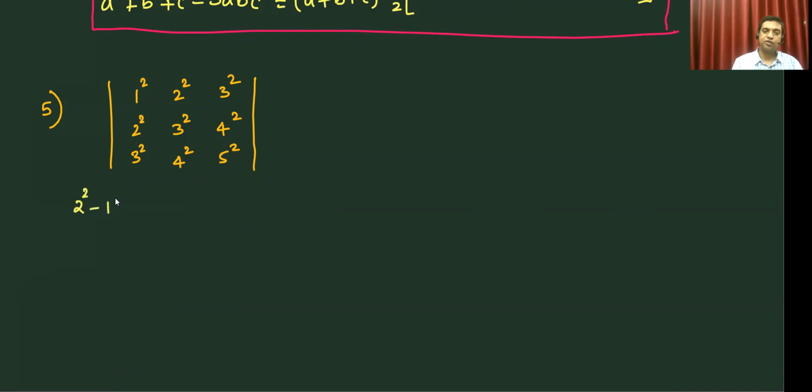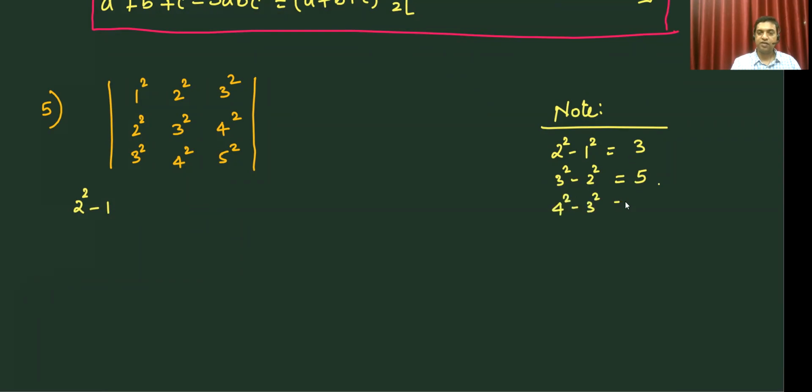2 square minus 1 square. Okay, I'll write here a side note. 2 square minus 1 square is 3. 3 square minus 2 square is 9 minus 4, 5. Then 4 square minus 3 square, 16 minus 9, 7. Then 5 square minus 4 square, 9. Then 6 square minus 5 square, 11.